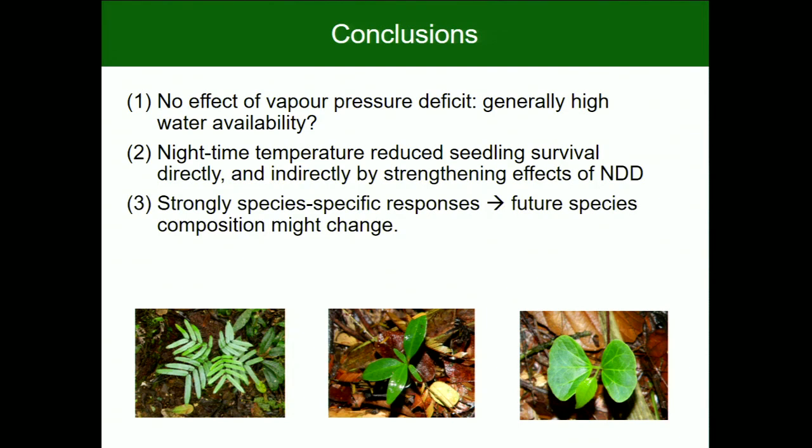So overall, our results suggest that there is not a strong effect of drought on seedling survival, but still there's a lot of variation across species. So if conditions in the future become more dry and warmer, we still would expect that species composition would change, starting at least at the point of seedling survival.